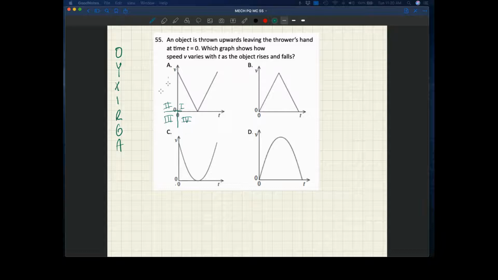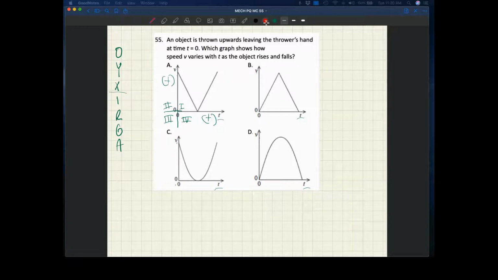So that means all the velocities are positive and the times are positive. Our y-axes for all of them are v, so the velocity. The x-axis for all of them is t. So all the graphs are comparable. The next thing we want to look at is the intercepts.